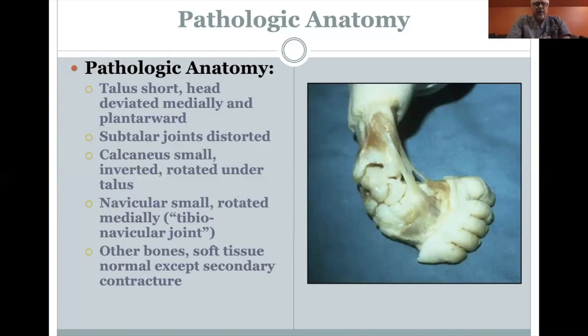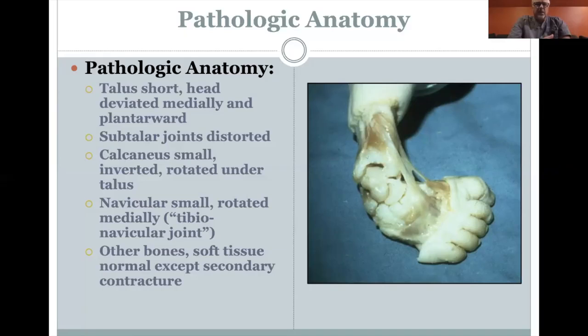Pathological anatomy of clubfoot. First, the talar neck is short. The head is deviated medially and plantarward. The subtalar joints are distorted. The calcaneus is small, it's inverted, and it's rotated under the talus. The navicular is also small and rotated medially, and it often almost forms a pseudo-articulation with the tibia, called the tibio-navicular joint.